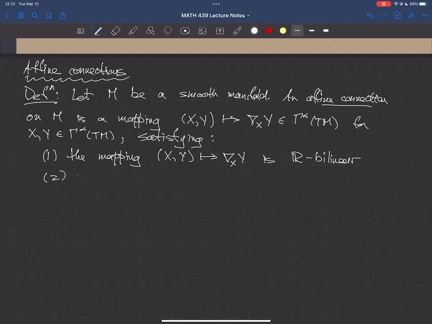Okay, so if you multiply X by a function, and we saw what that meant last time, then it's linear with respect to function multiplication in that argument. And this is true for all functions f and all vector fields X and Y.